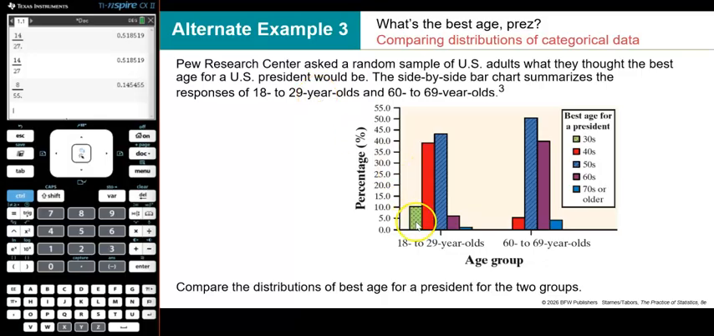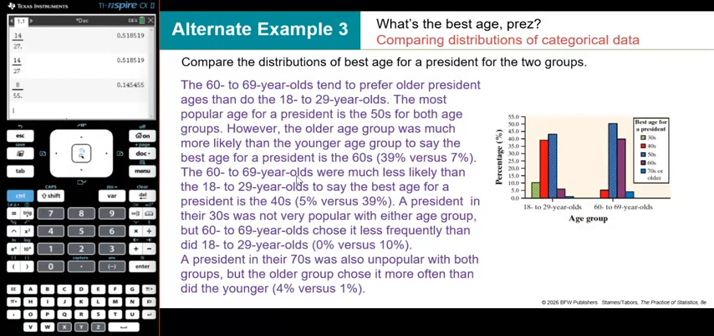So, wow, 18 to 29-year-olds said about 10% said, hey, somewhere in the 30s. Whereas none of the 60 to 69-year-olds said in the 30s. The young folks said only about 1% maybe would be in the 70s. And then the 60 to 69-year-olds only said about 5%-ish would be in the 70s. So just a different, kind of interesting little graph there. You can compare it. The 60 to 69-year-olds tended to prefer older presidents. That's a generalization, which I think is true to some degree, up to a point.